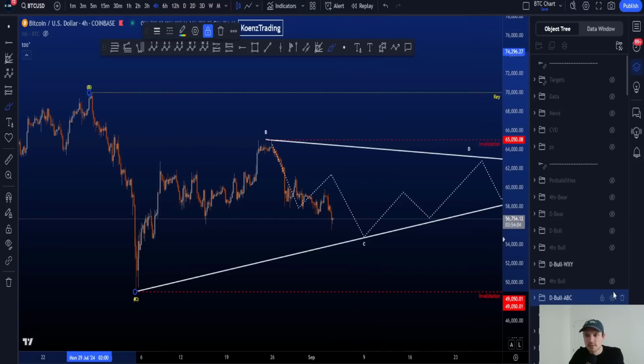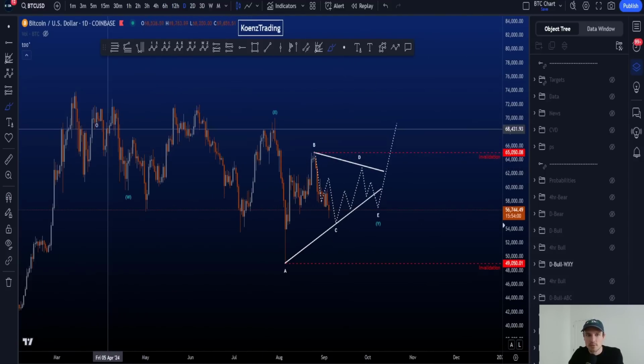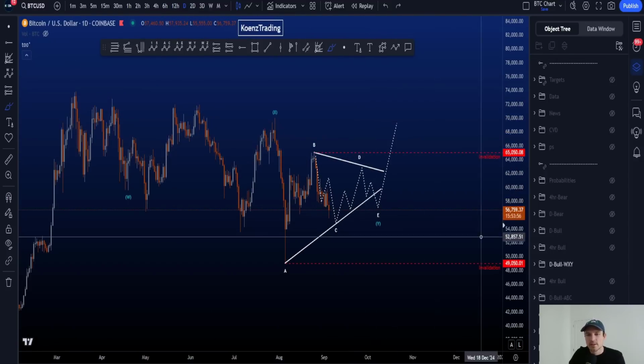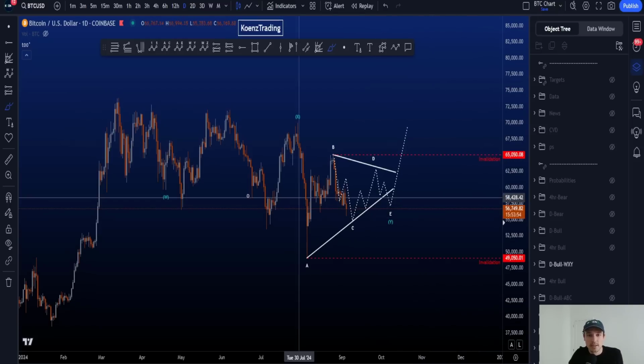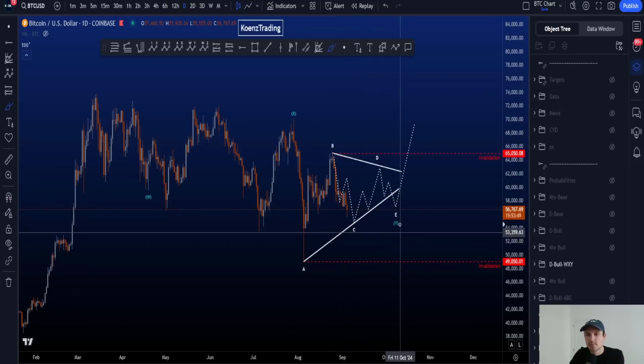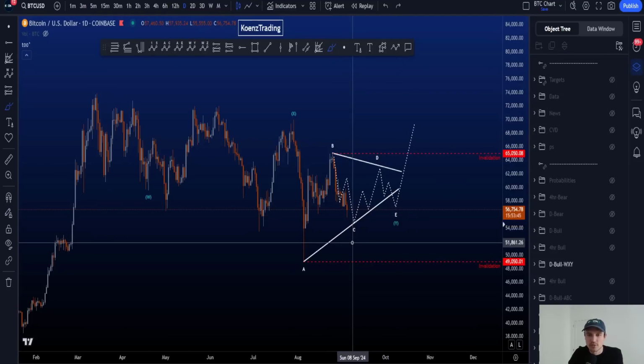Then we go to the second scenario on the daily time frame, which is a WXY. So we have a W, we look for X, and then a wave Y. Now this one has higher probabilities than the ABC I've just shown you. However, it is still on the lower end, and that is because a triangle in a wave Y is the least common structure in a wave Y.